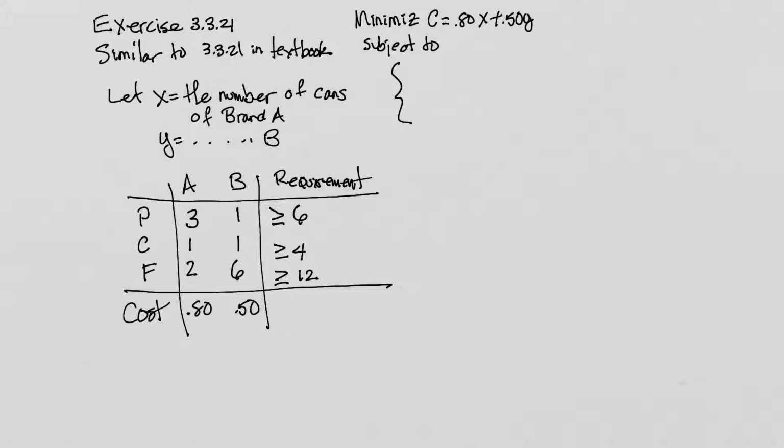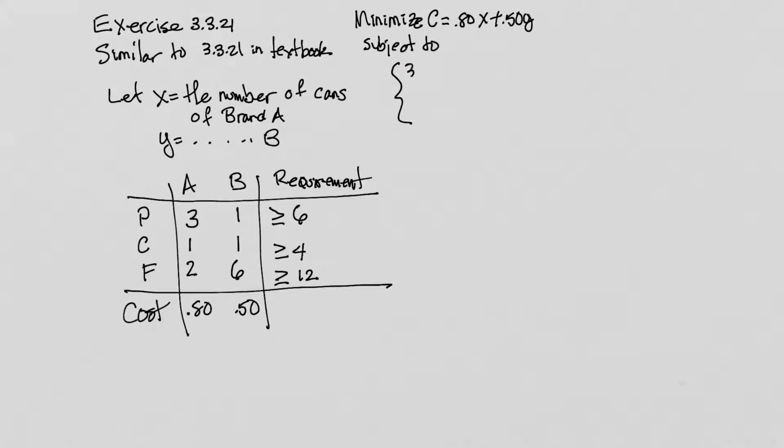So here's what we want to do in this problem. We want to minimize our cost, and our cost is coming right from here. So we have 0.80 of these x's plus 0.50 of these y's. So what we want to do is minimize our cost subject to, here's our constraints.